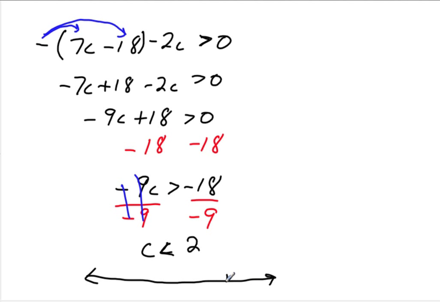Graphing that, again, I'll do a 2, maybe a 0. c is less than 2, that's an open circle at 2, and we're graphing to the left. There we go. All right.